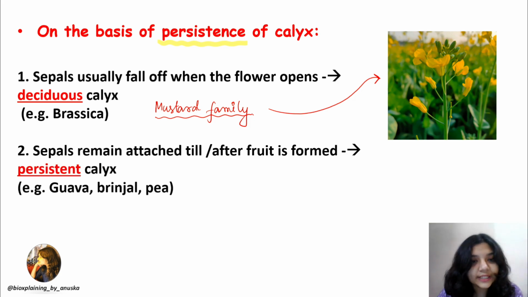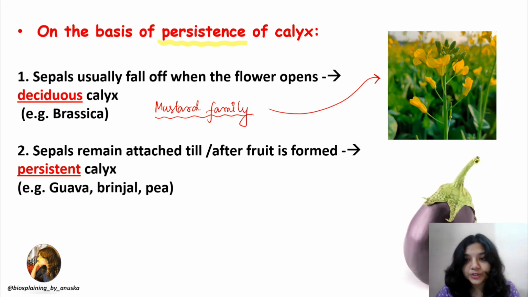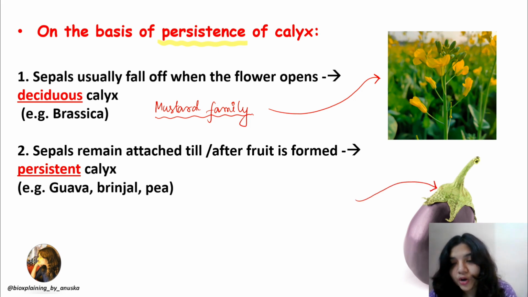The other category that we have is the sepals will remain attached even after the fruit is formed. So these kind are known as persistent calyx, and you will find them in fruits or vegetables such as guava, brinjal, pea. Now look into this image. See, this is the image of a brinjal. We've all seen it, right? So this part that you can see on top, what is this part?